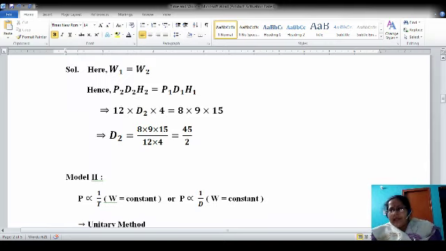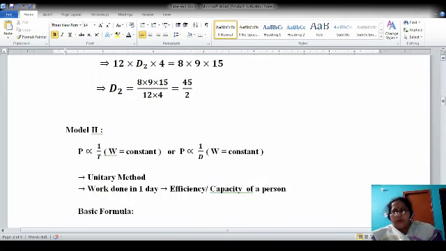Now this kind of problems are usually done by the unitary method, which we will explain. Another thing we will need in this case is the work done by a person in one day, which is usually called the efficiency or the capacity of a person. There are a variety of problems involved which we can do by basically this model. So we will just find out a formula first.